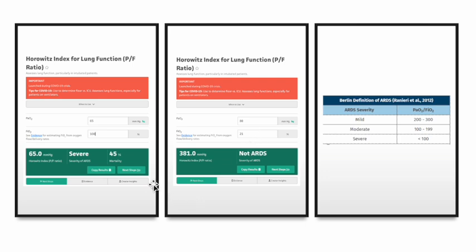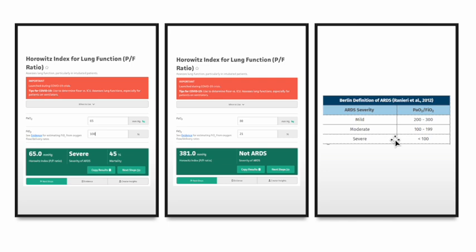Whereas in a patient with ARDS, their PaO2 will likely be low, for example, PaO2 of 65, and in a severe case, you might be delivering an FiO2 of 100, and the P to F ratio would be 65. And part of the Berlin definition of ARDS grades ARDS severity based on the P to F ratio. So mild would be 200 to 300, moderate would be 100 to 199, and severe would be less than 100.